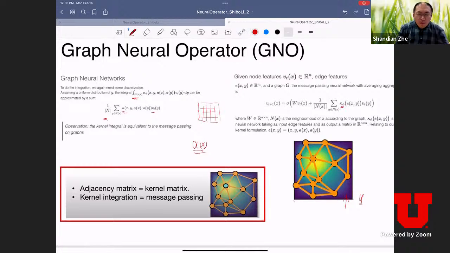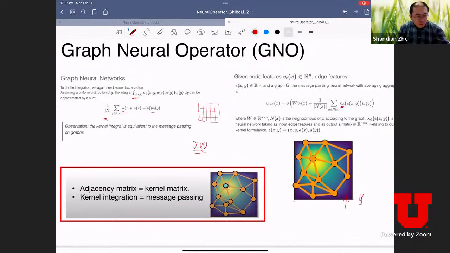Okay, so the graph means that each node corresponds to one mesh point in the domain, right? Yeah, right. But the mesh does not need to be a regular mesh. It can be freely chosen. Now, do they assume that each layer shares the same graph? I think they share the same graph. It has to be, otherwise how do you define the graph structure? So now the adjacency matrix of the graph is the kernel matrix, and the kernel integration is basically message passing. That's the so-called GNO.